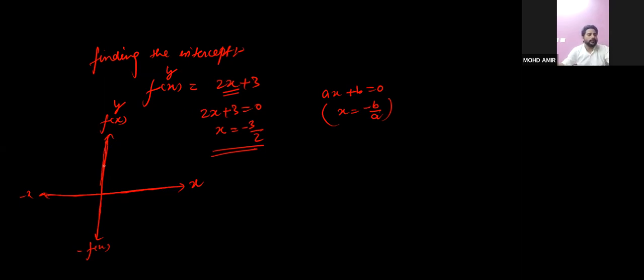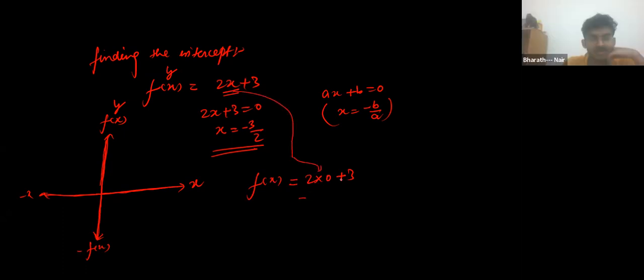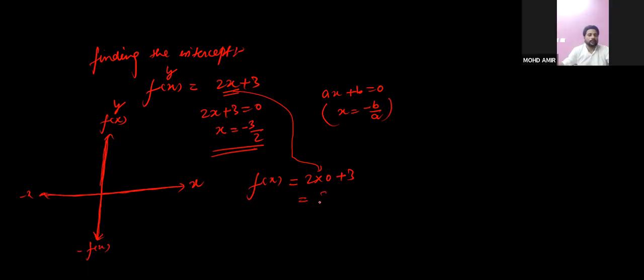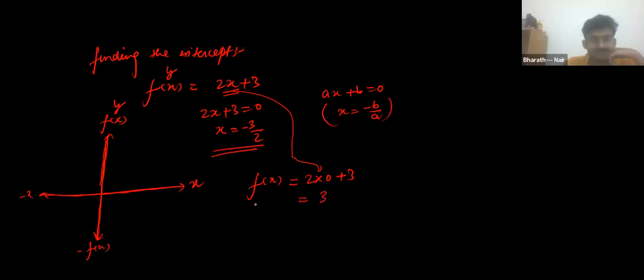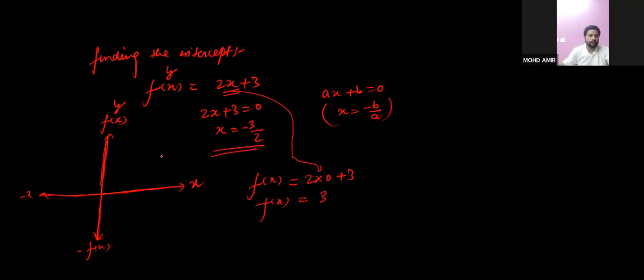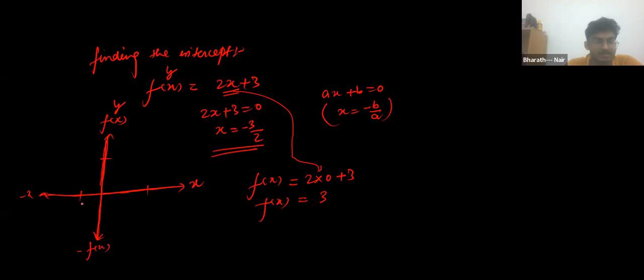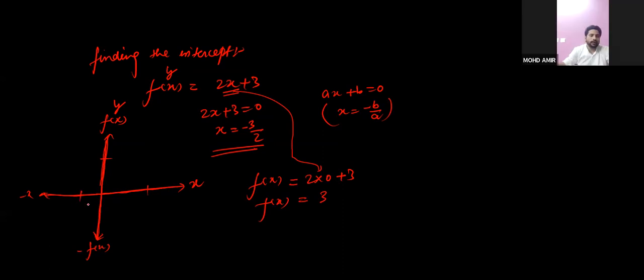If we have to find the y-intercept, we know that on the y-axis x is 0, so we put x equal to 0, and f of x will be equal to 2 times 0 plus 3. Anything multiplied by 0 is 0, and what is left here? 3. So we will have 3 here. It will cut the y-axis at 3, and here at minus 3 by 2. If you plot the graph, it will go something like this.